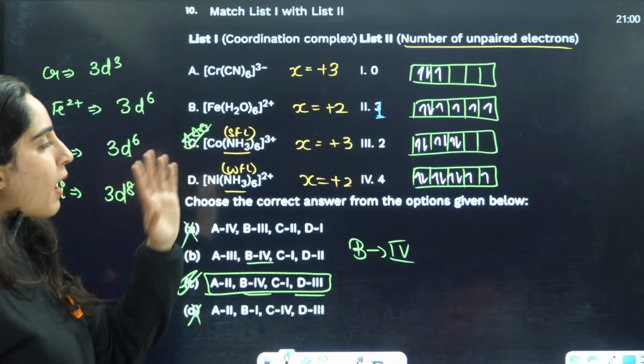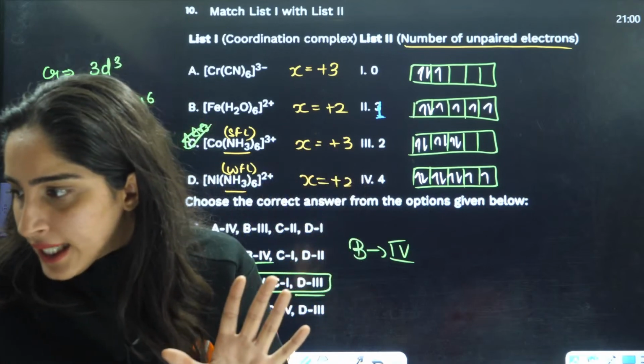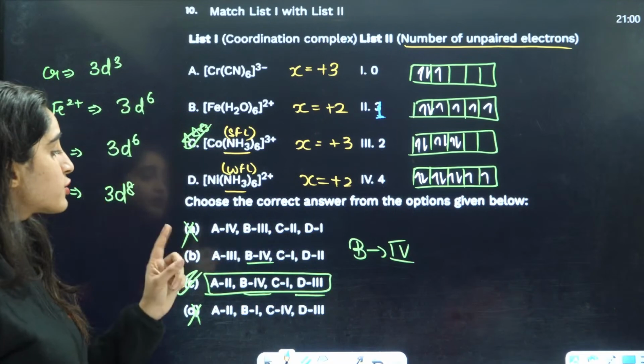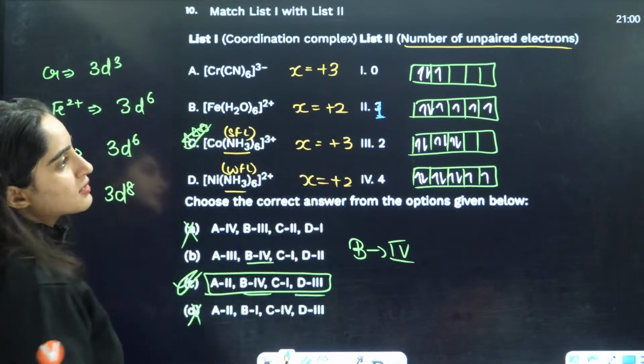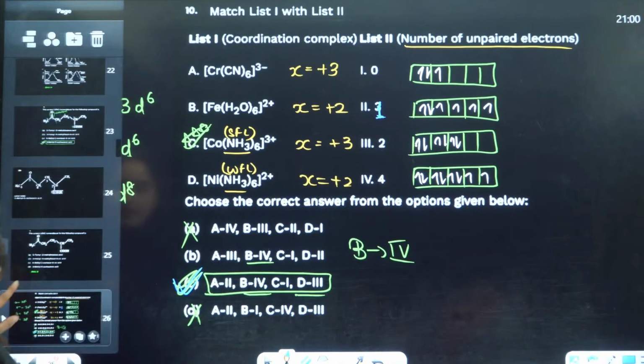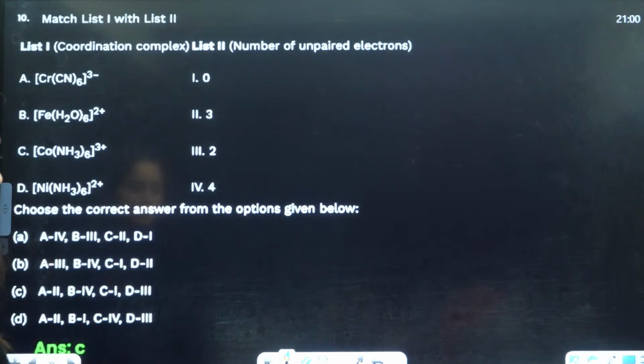Only in the case of cobalt it is a strong field ligand, others it is a weak field ligand only, okay? So here it should be 1. Only then can we say that is the answer, right? So C is the correct answer here. Got it? Yes, C is the correct answer.